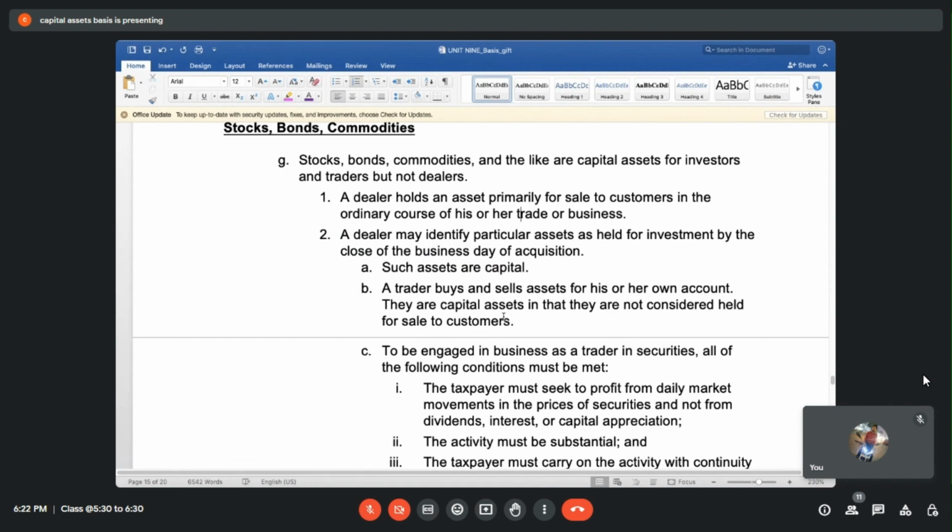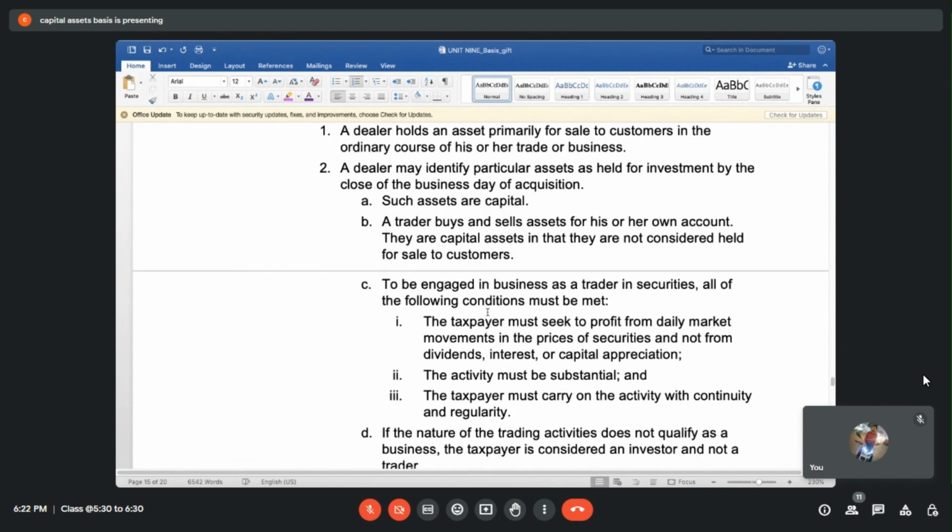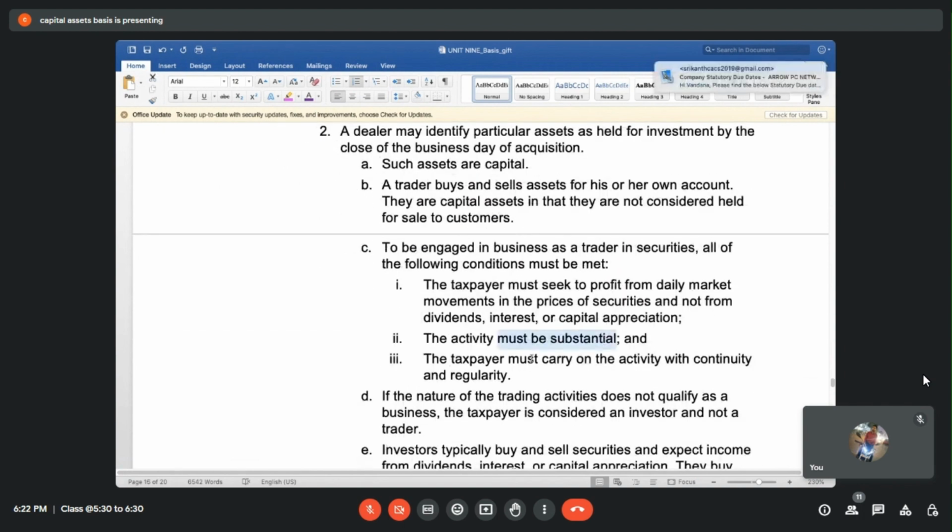There has to be a regularity, like how we go to an office every day and there is a regular business going on in companies. In the same way, if this person is regularly doing trading, buying and selling, then that becomes a business. It does not become a capital asset. They don't get any benefit of capital gains, lower rates and all. So the activity must be substantial. There has to be continuity, regularity, and all those things. So we need to see what it is, and this could be a relative term.